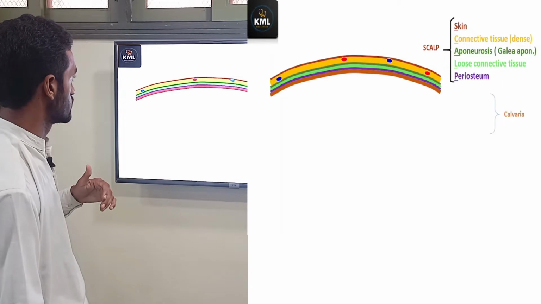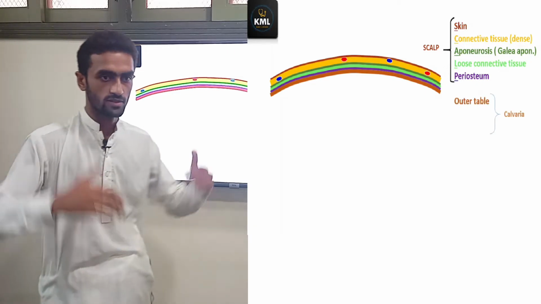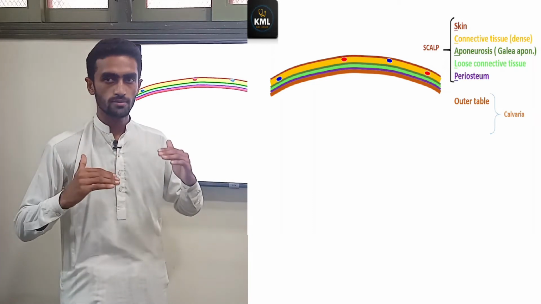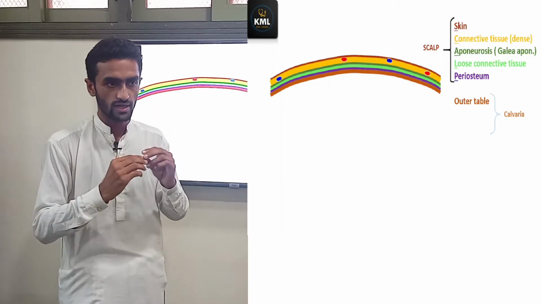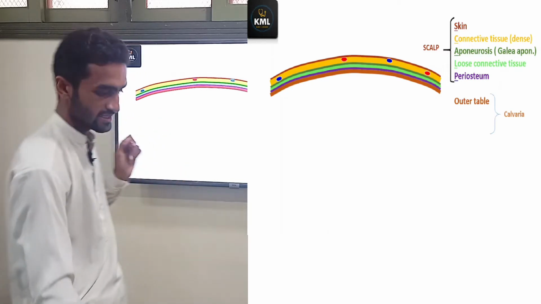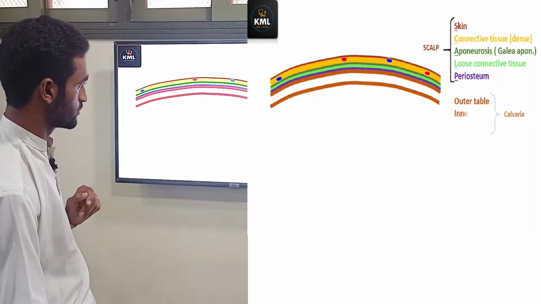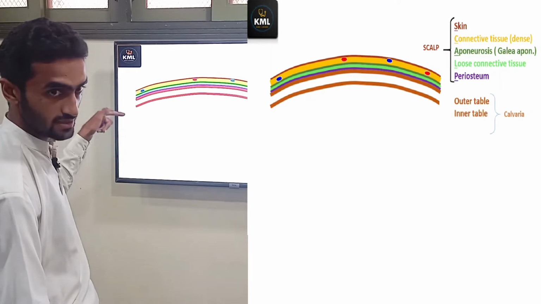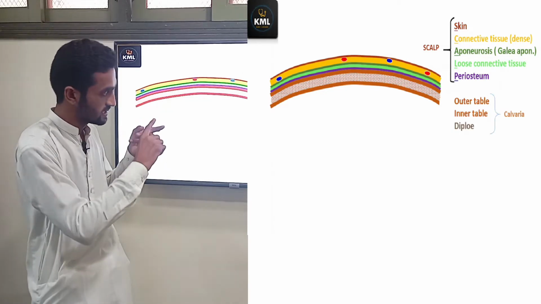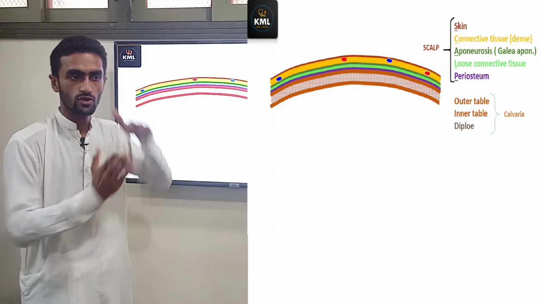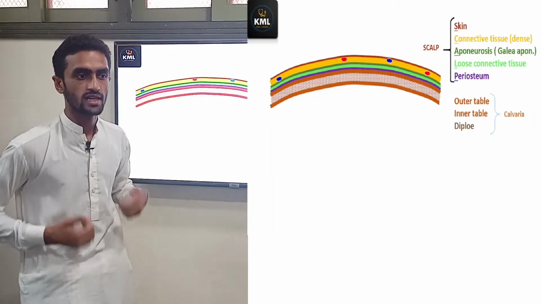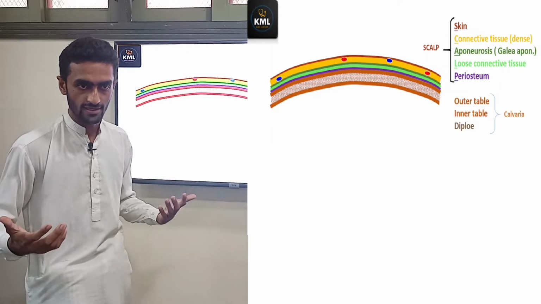After this you will find the calvaria. Calvaria means your skull bone, in which you have one outer table and one inner table. Because it's in between, you find the spongy bone, the diploe, between the outer and inner table. So let's see what is happening. This is your outer and inner table, and in between this is your diploe. So this calvaria is actually your skull, in which you have outer table and inner table, and in between you will find the diploe. Here you will also find the diploic veins.